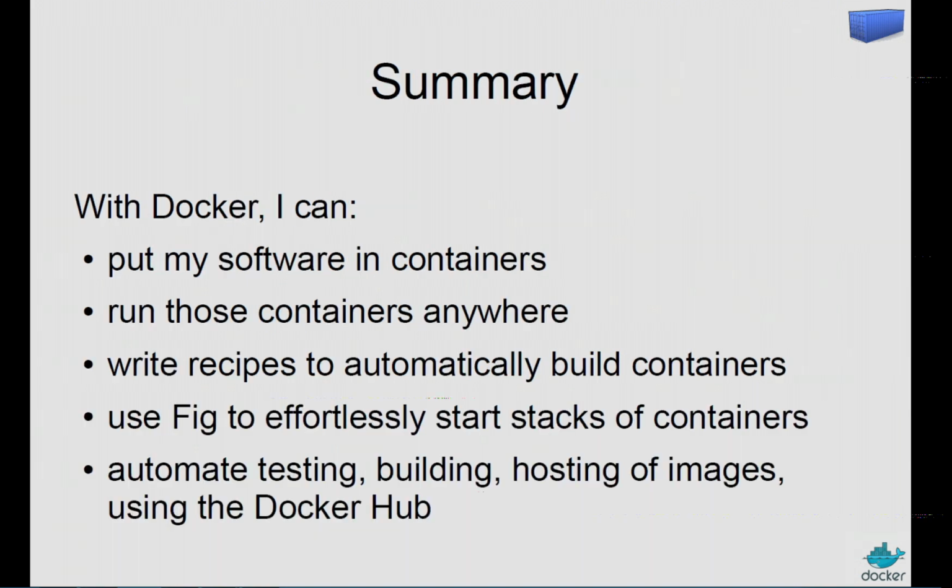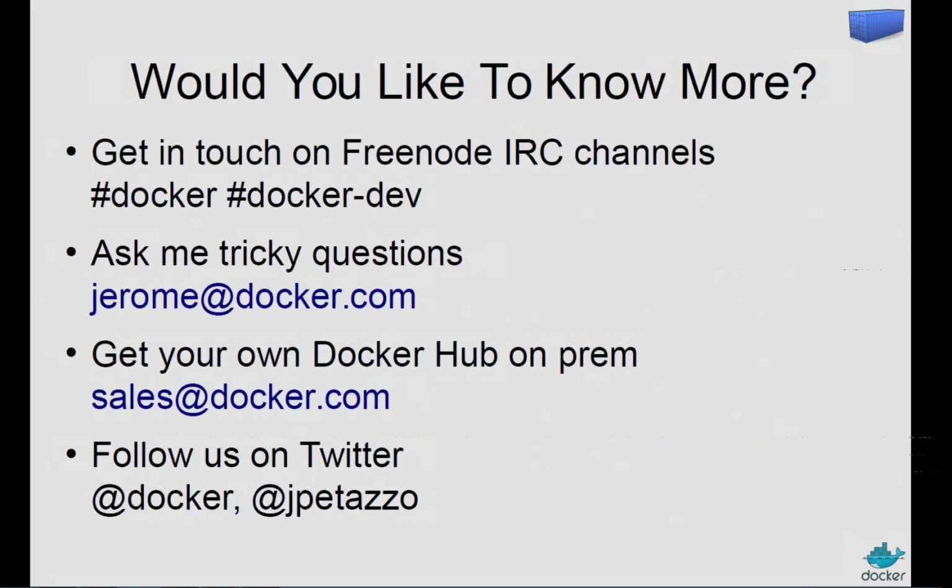So the summary is that with Docker, we can put our stuff into containers, move and run those containers anywhere. We have recipes to make deployment really easy for everybody. We have Fig when we need to run multiple containers together. And we have the Docker Hub so that we can share those images and serve as building blocks for our deployment pipeline.